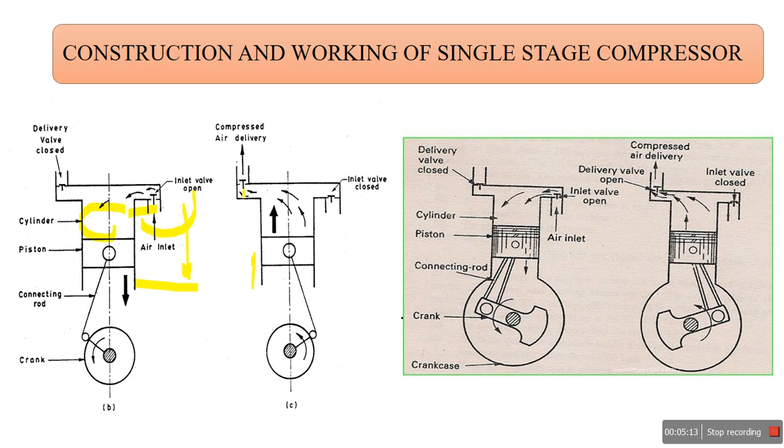Since both the inlet and delivery valves are now closed, the piston starts moving in the upward direction. When the pressure in the cylinder exceeds that in the receiver, the delivery valve opens. Now this line is connected to the receiver, and when the inside pressure is more than the receiver pressure, this delivery valve opens.